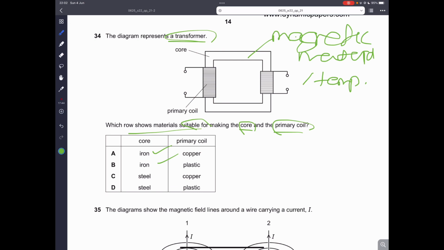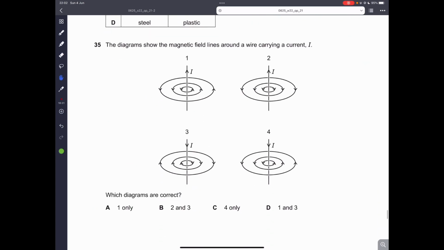Okay, and the primary coil, however, we cannot use plastic. We have to use copper because of course this is a power supply and you have to give electricity to it. And so copper is the conductor of electricity while plastic is not. And therefore E is the correct answer.